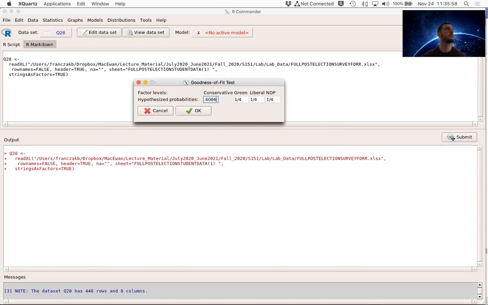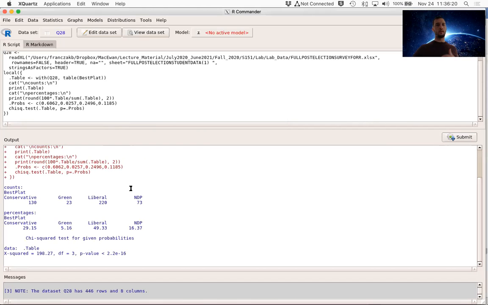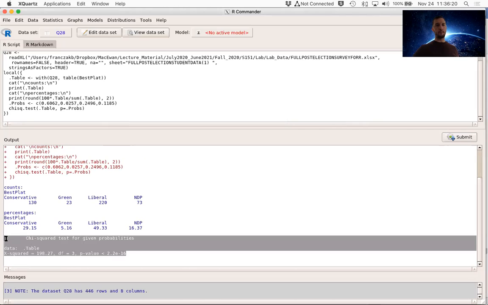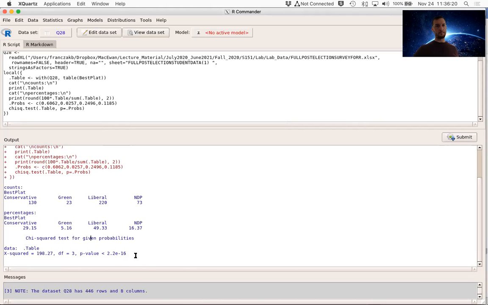0.6086, I believe. I'm just going to check that. 0.6062. Here we have 0.0257. Here we have 0.2496. And here we have 0.1185. Okay, and then we click OK. And then at the bottom, it gives us the output that we need.